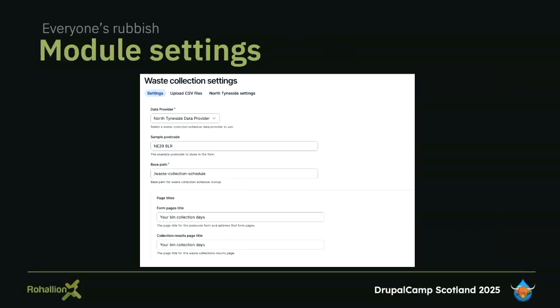So the settings we now have configurable. Most of the stuff that's at the front end is configurable. Our selected data provider, our sample postcode, the base path. So councils will often want to sit this in a particular location on their website, so this allows them to do that. They can customize page titles. I should point out that individual data providers will often have their own configuration options, which we support.